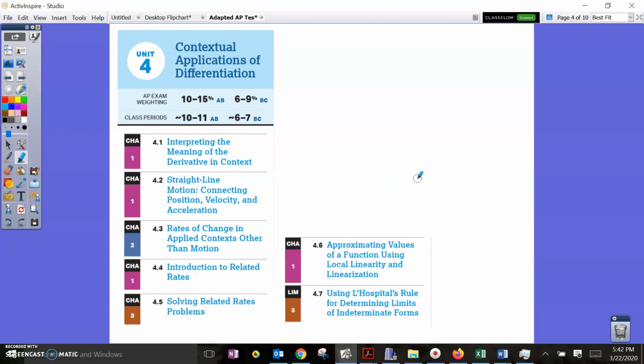Alright, next, Unit 4, applications of differentiation. You can kind of read the different concepts that fall into this unit there. Rates of change in contexts other than motion, rates of change related to motion, related rates, local linearity, linearization, and L'Hopital's rule are all things that fall into Unit 4, and they are all things that they might ask you about on this year's BC Calculus exam. So all of the content there is, again, eligible to show up on the modified exam this year.